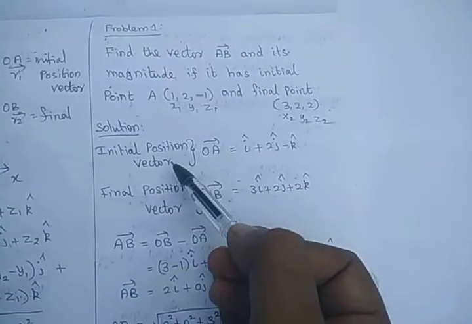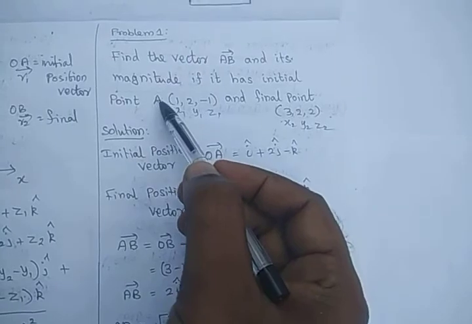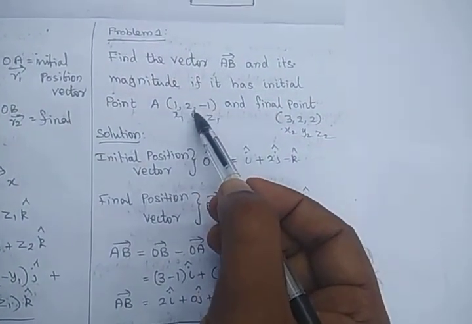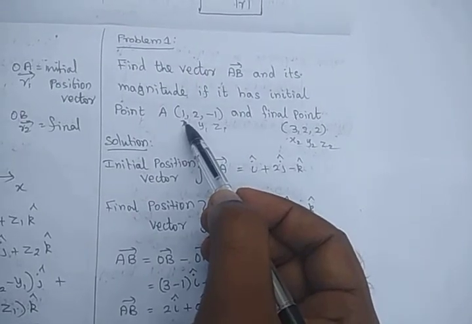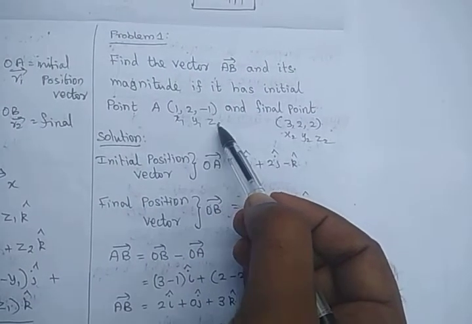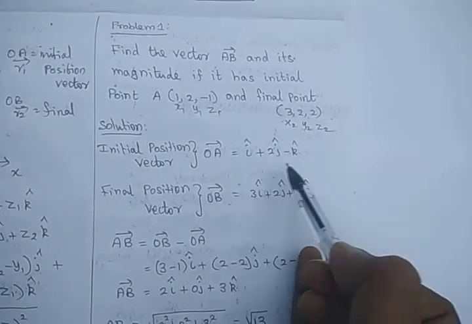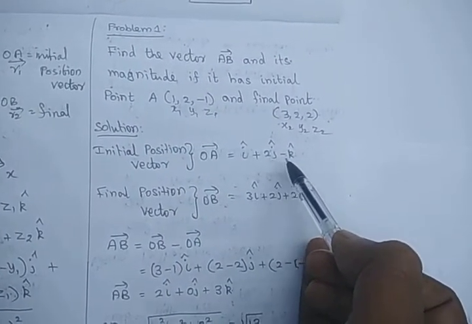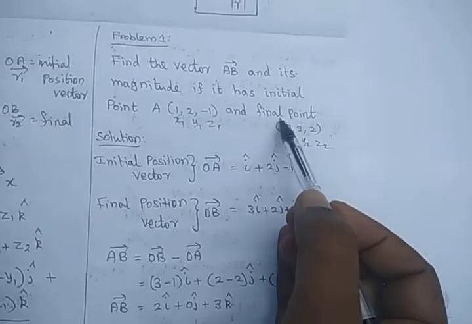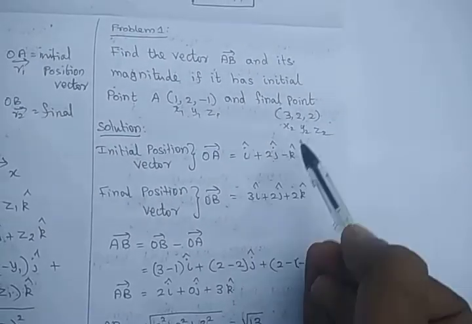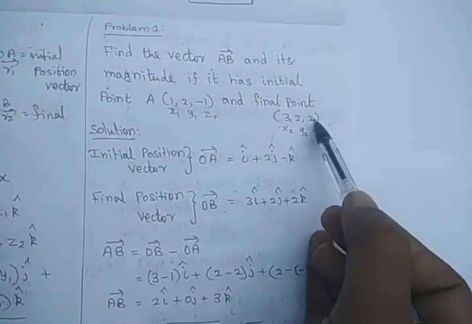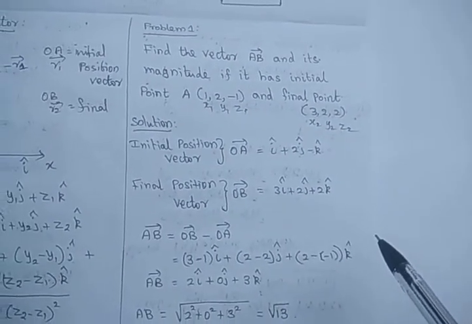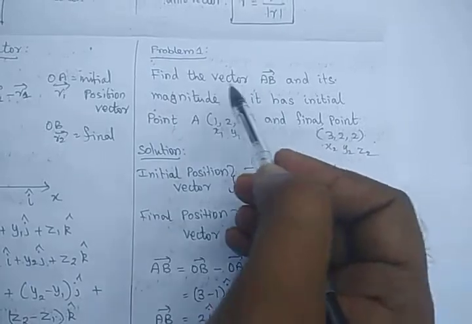So the initial position vector OA from the origin, the position of the body, is represented as (1, 2, minus 1). At x the point is 1, at y the point is 2 and at z it is minus 1. So we represent this point as i cap plus 2 j cap minus k cap. Then the final point is 3 i cap plus 2 j cap plus 2 k cap, along the x axis, y axis and z axis. So how can we find the displacement? What is the vector AB?